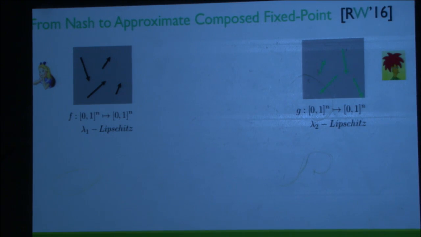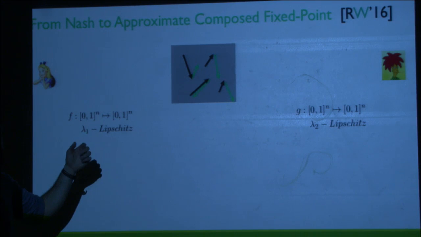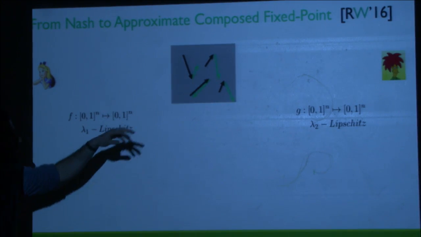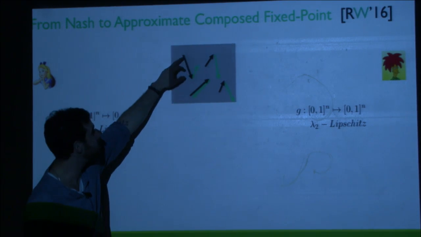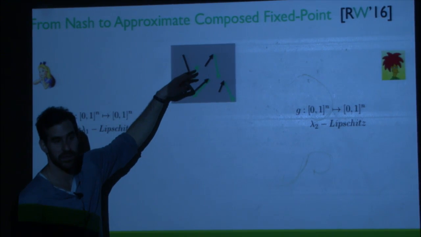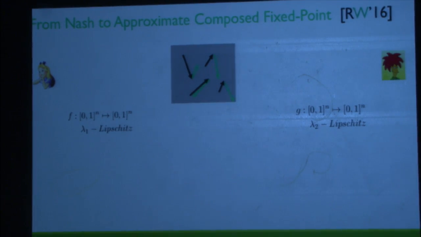Okay, and what is the goal? So this defines the inputs of the two-party problem. The goal is to find an approximate fixed point of the composed function, which is obtained by concatenating the black arrows with the green arrows, right? So the black and green arrows specify the displacements of the function. Does it make sense?